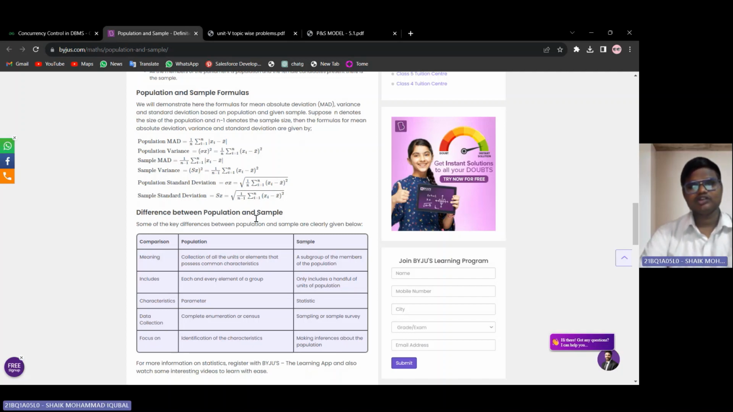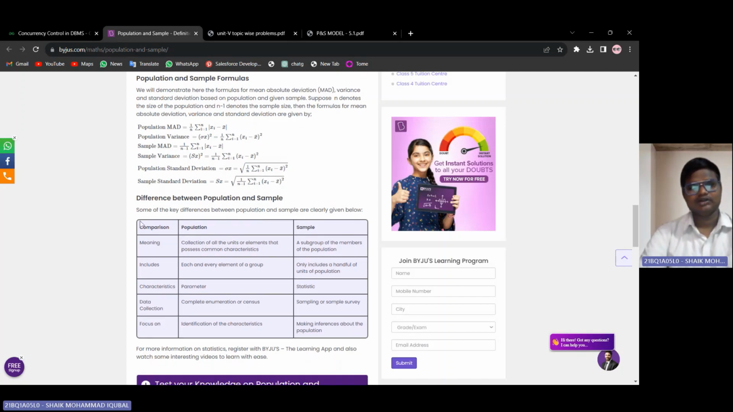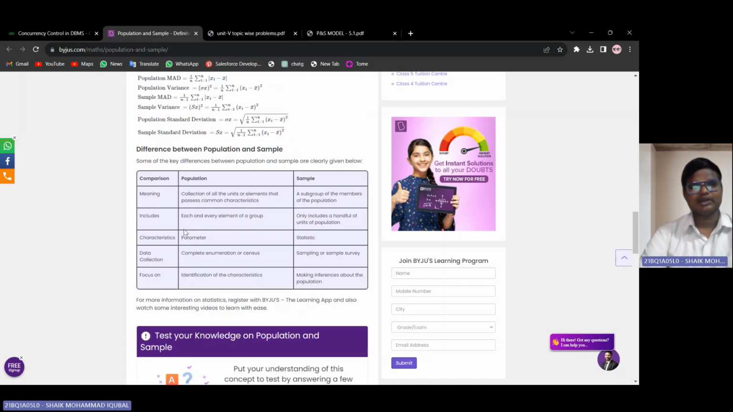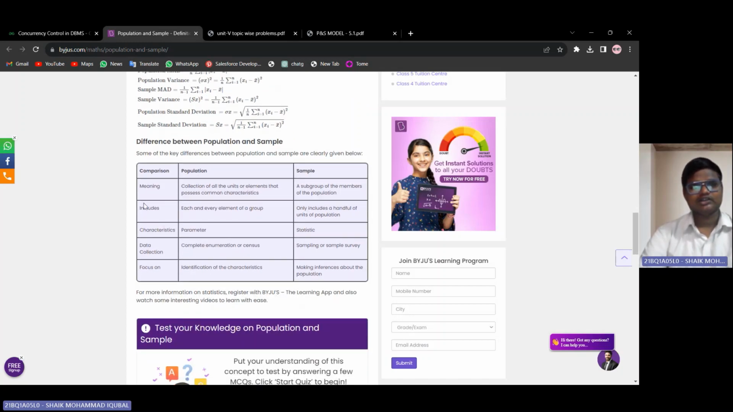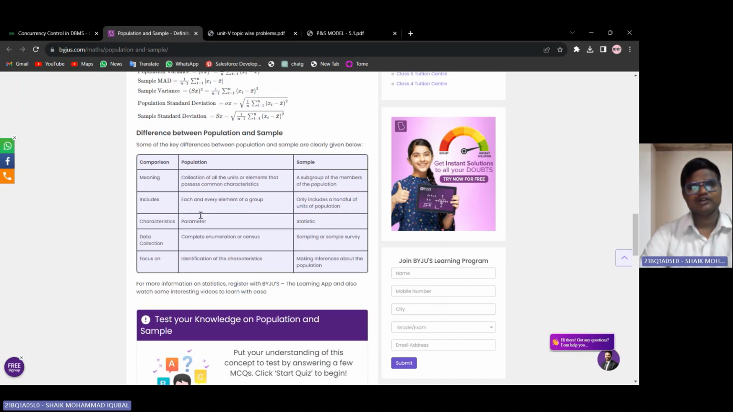Sample: a subgroup of the members of the population. Population includes each and every element of a group, whereas a sample only includes a handful of units of the population. Characteristics: parameter and statistic. Data collection: complete enumeration or census, and sampling or sample survey. Focus on identification of the characteristics.